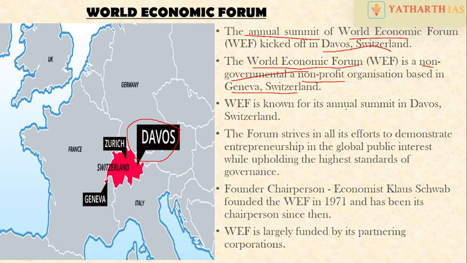So the World Economic Forum is known for its annual summit, which happens in Davos in Switzerland. The forum strives in all its efforts to demonstrate entrepreneurship in the global public interest while upholding the highest standards of governance. So remember, it's a non-governmental, non-profit organization. The founder chairperson of this World Economic Forum is economist Klaus Schwab, who founded it in 1971, and he has been the chairperson since then.